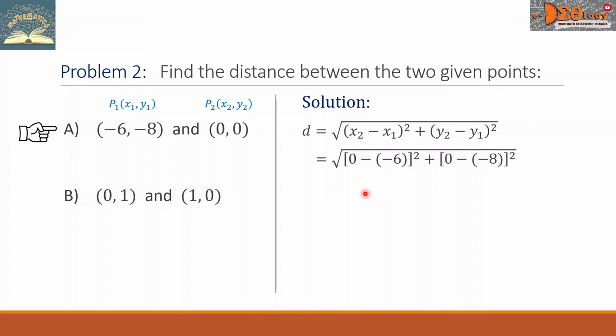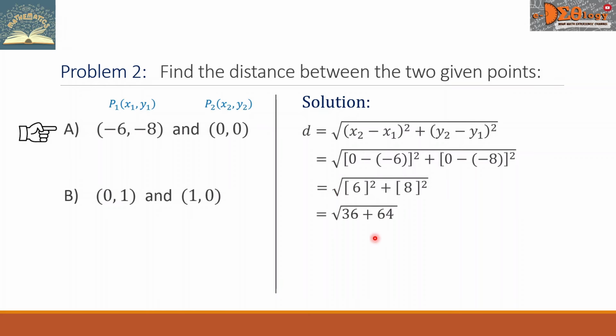Substituting the values now, we have the square root of x sub 2 is 0 minus x sub 1, that is negative 6. Now with the power 2, then plus the y sub 2 is 0 minus y sub 1, that is negative 8. Then the power 2 again. Let us simplify 0 minus negative 6. That will be positive 6 with the power 2 plus 0 minus negative 8. That becomes positive 8 with the power 2. Of course, we wrote this big square root.